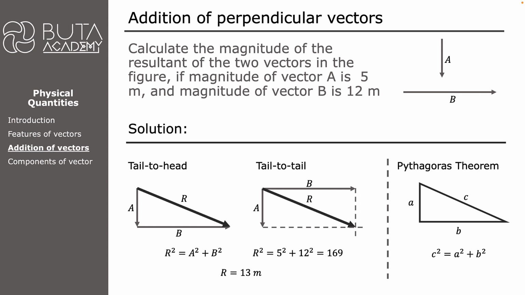To summarize, in this video, first we have learned how to add two vectors in the same direction, and then how to add two vectors which are opposite to each other. Afterwards, we learned how to use tail-to-tail or tail-to-head method. Finally, we have added two perpendicular vectors. This video concludes the topic of physical quantities for grade 10. In the next video, we will dive into grade 11 topic and learn about components of a vector.